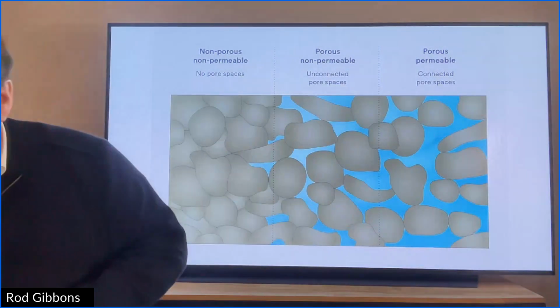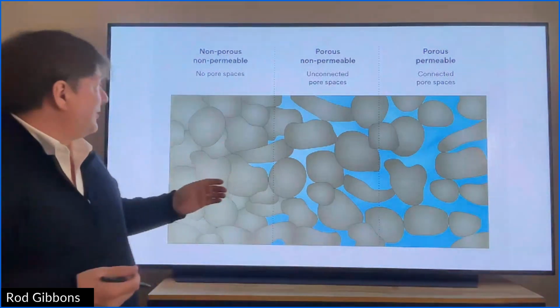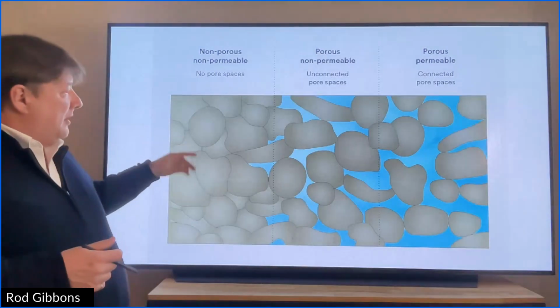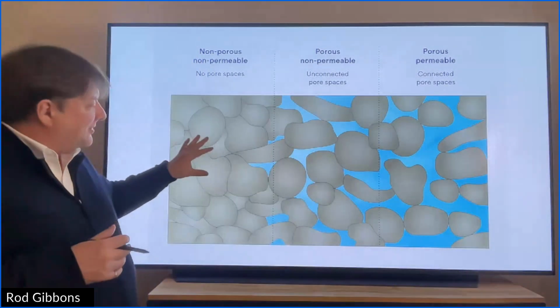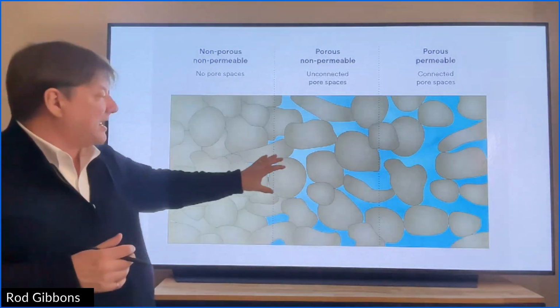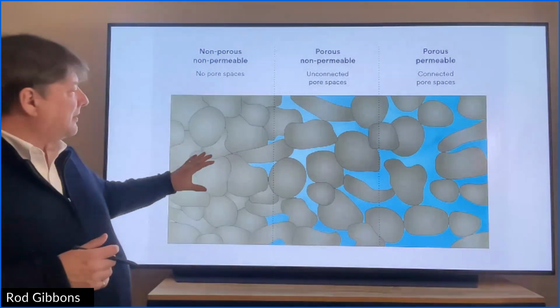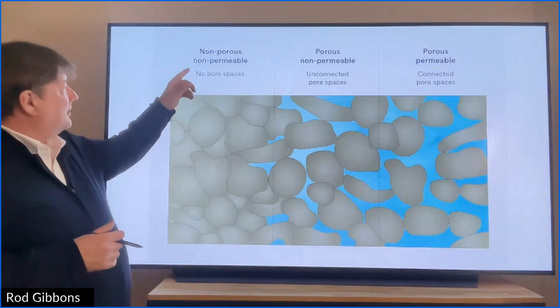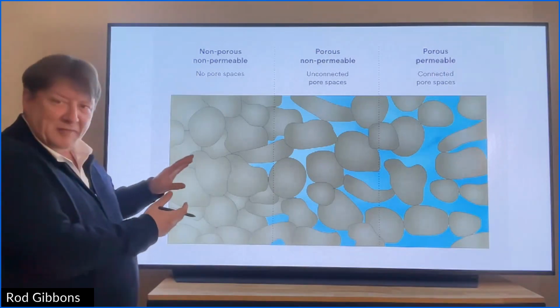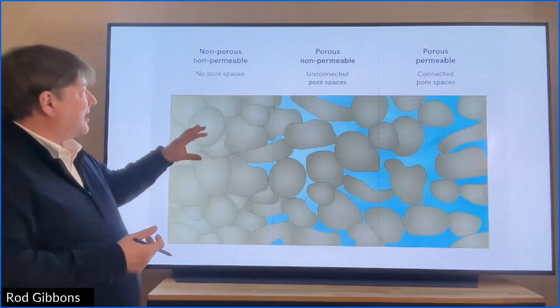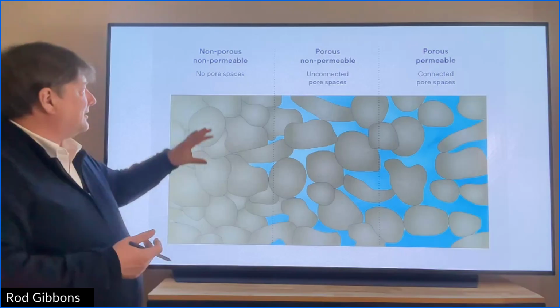Graphically, if we were to magnify this, each one of these is a sand grain in sandstone. When the grains are tightly packed together, it's not porous, there's no porosity, and it's not permeable.